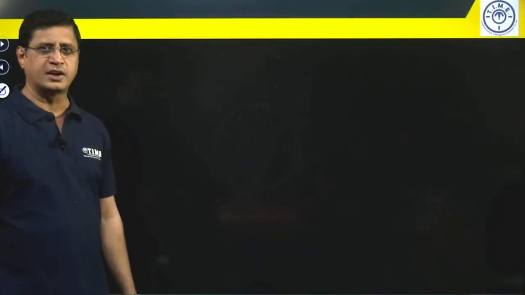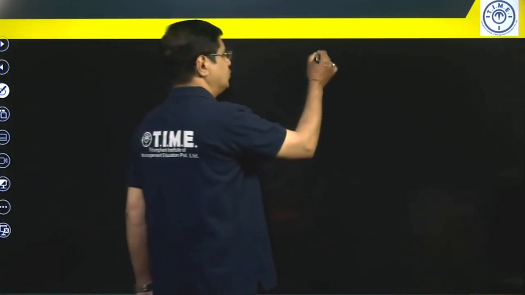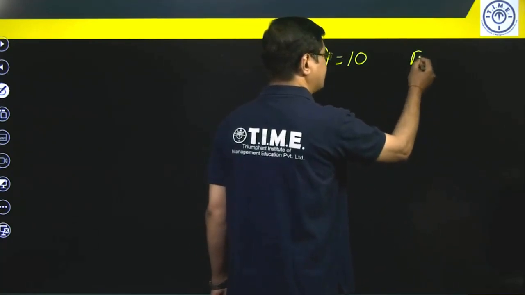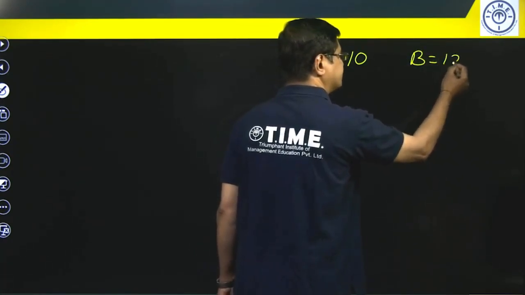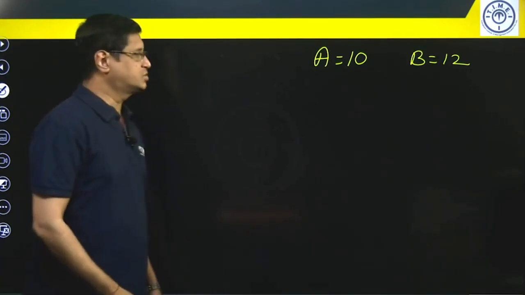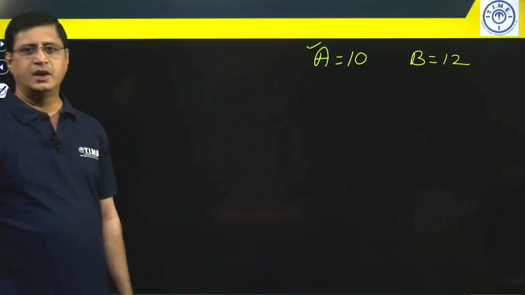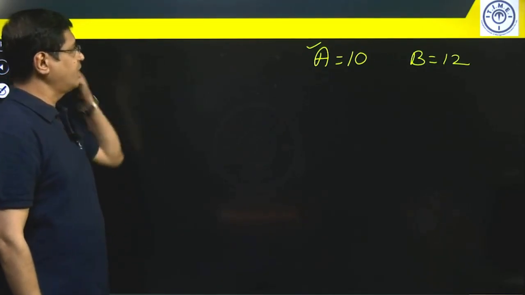Now first we will cover a simple example related to this alternate day problem. Look at this example. A can complete a work in 10 days. B can complete the same work in 12 days. Now starting with A, if they work on alternate day basis, in how many days can they finish the whole work?